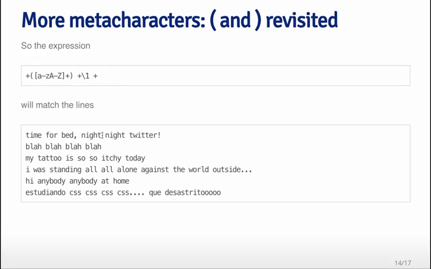So for example, here we see night space night, which will match this part plus a space and then a replication of the exact same phrase. So that'll happen again with blah blah blah, or so itchy, and so forth. So that's looking for repetition of a particular phrase.